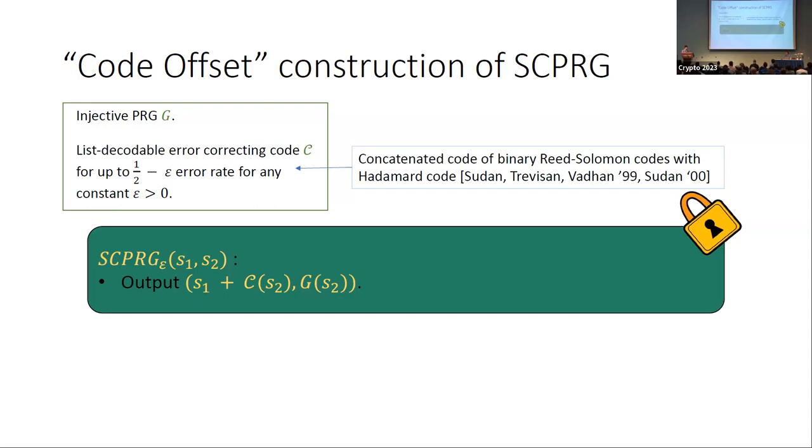So what is the SCPRG construction? It's just going to be the following. We're going to split the seed into two parts, S1 and S2. And what you're going to do is you're going to output S1 offsetting this code word of S2, and the PRG of S2.